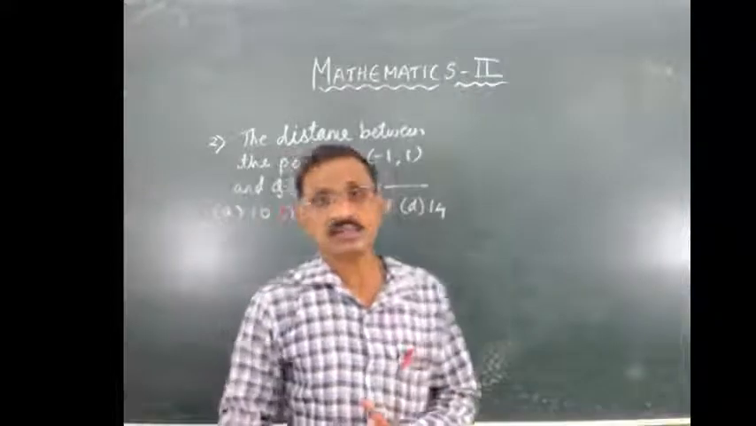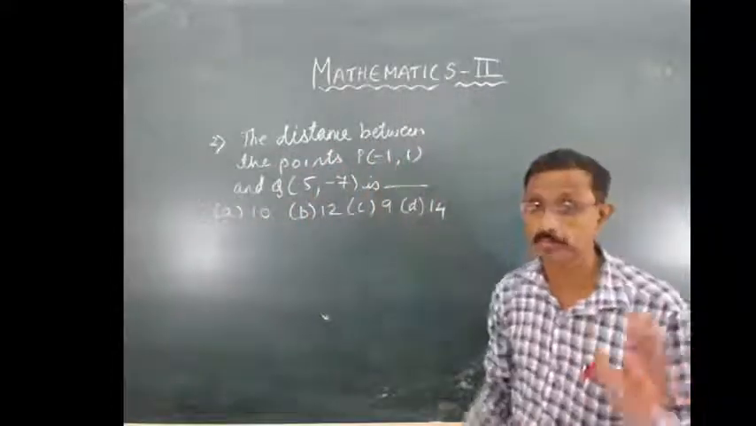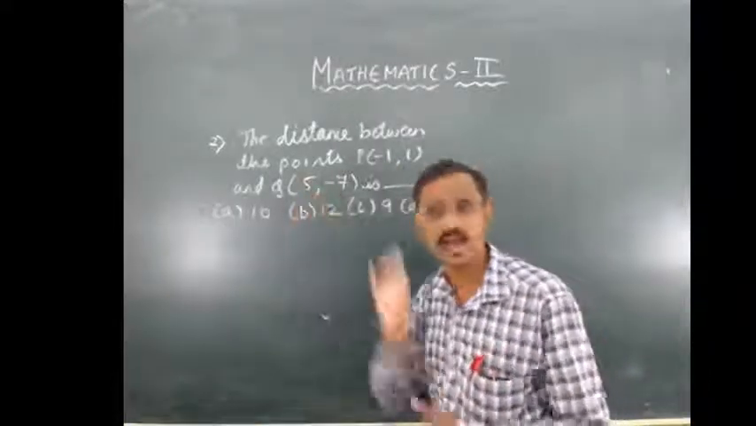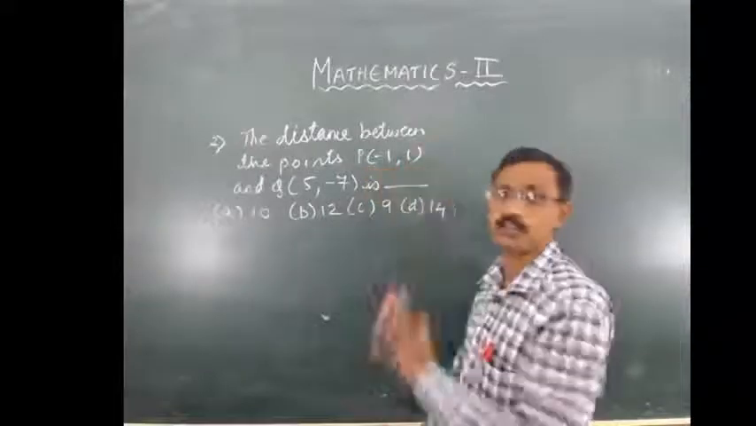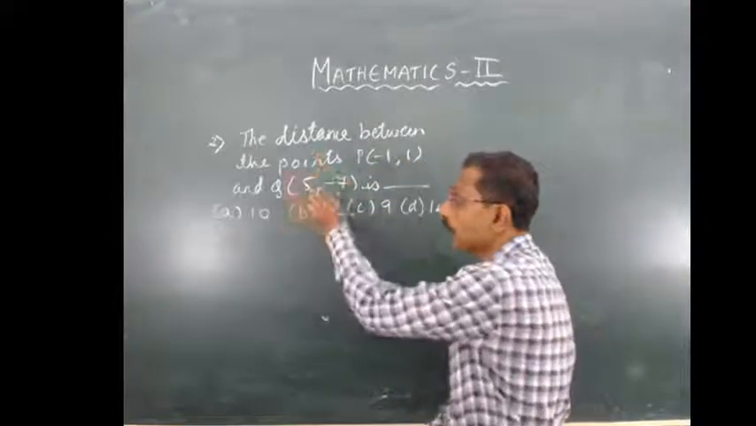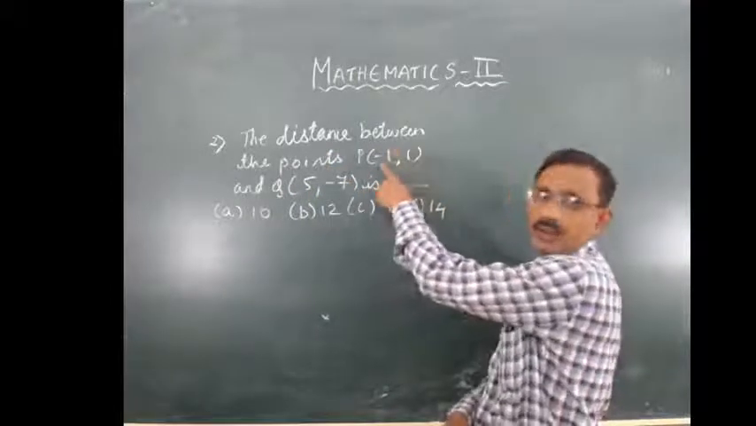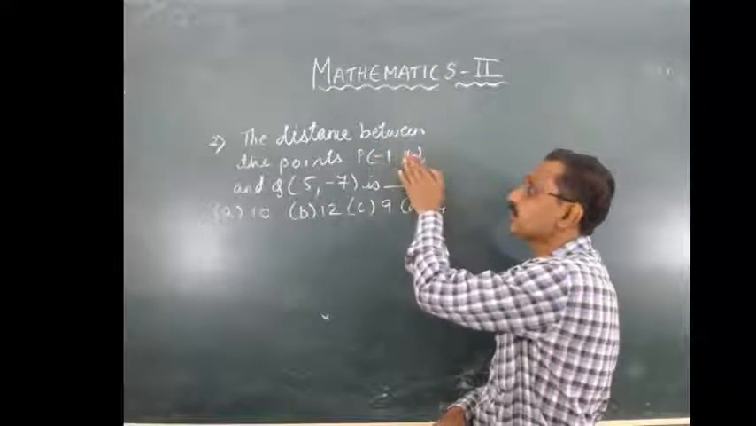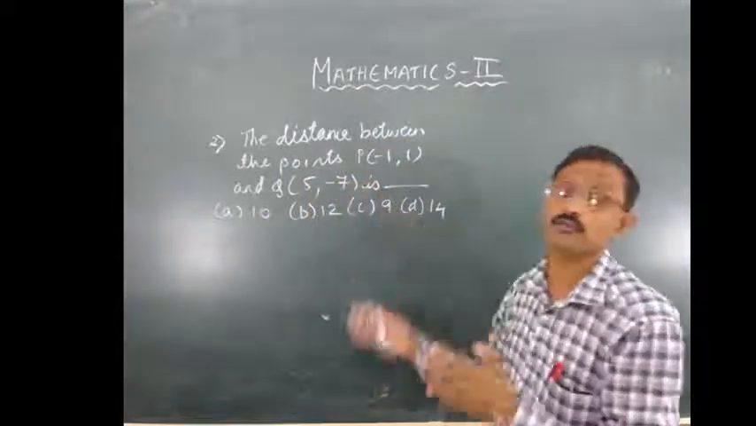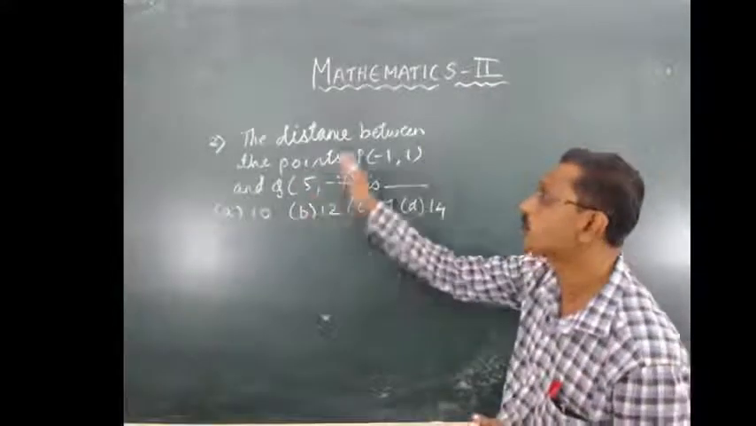As I always say, first read the question. The distance between the points. How many points are given to us? There are 2 points given to us, P and Q. The coordinates of P are minus 1, 1. The coordinates of Q are 5, minus 7. If this is x1, this will be y1. This is x2, this is y2. So what formula are we going to use to find the distance between the 2 points?